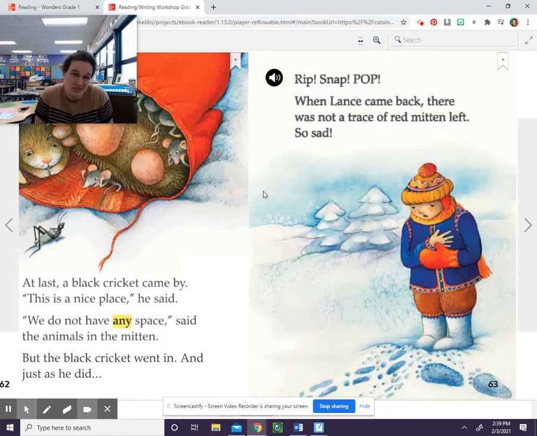Well, I like to think, what's the opposite of Lance not finding his mitten? Lance would find his mitten. So let's use that idea. So we're changing it because Lance is going to find his mitten, which means the cause changes too. So when the cricket climbs in, that's the cause. What should happen?